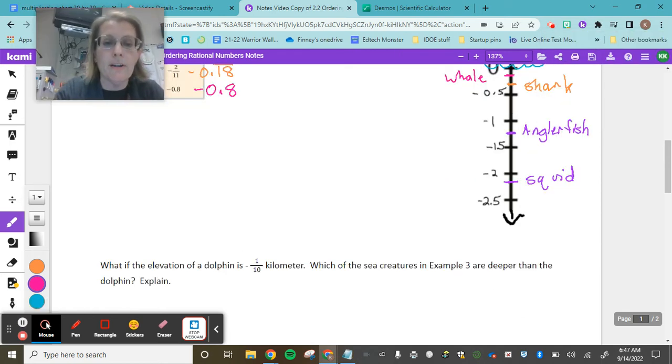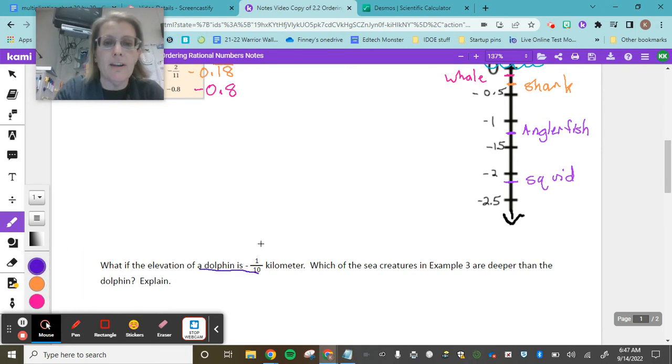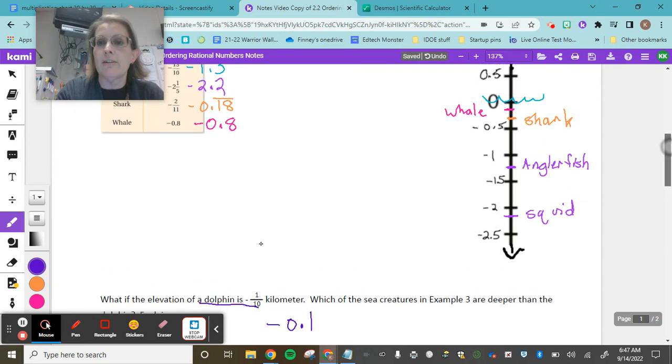It says, what if the elevation of the dolphin, so we're adding another animal, the dolphin is -1/10 of a kilometer. Now we want to know which sea creatures in example 4 are deeper than the dolphin. So if the dolphin is -1/10, we need to divide it, 1 divided by 10, and we will get -0.1.